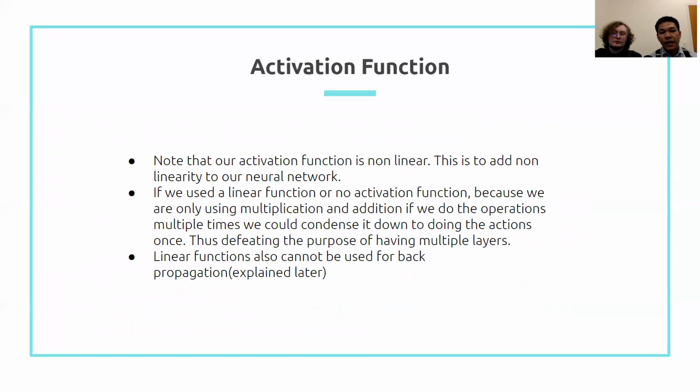So some things to note about the activation function. Our activation function must be nonlinear to add nonlinearity to our neural network. Because if we use a linear activation function, then since we're only doing multiplication and addition multiple times, we could just condense it down to doing it once. Then we'd only have an input layer and output layer. But we need the multiple layers to be able to make a lot of inferences. And linear activation functions cannot be used for backpropagation. TLDR, it's because we can't take multiple derivatives of linear functions.